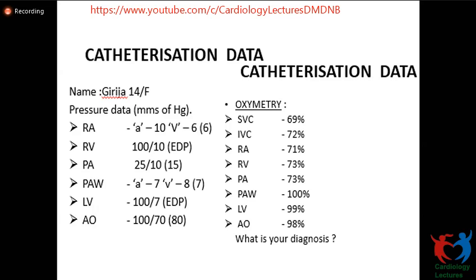Any doubts? Why did we move from tetralogy of Fallot to isolated pulmonary valvular stenosis, even though there is equalization of RV, LV, and aortic systolic pressures? That you should understand. Okay, we'll go to the next one.